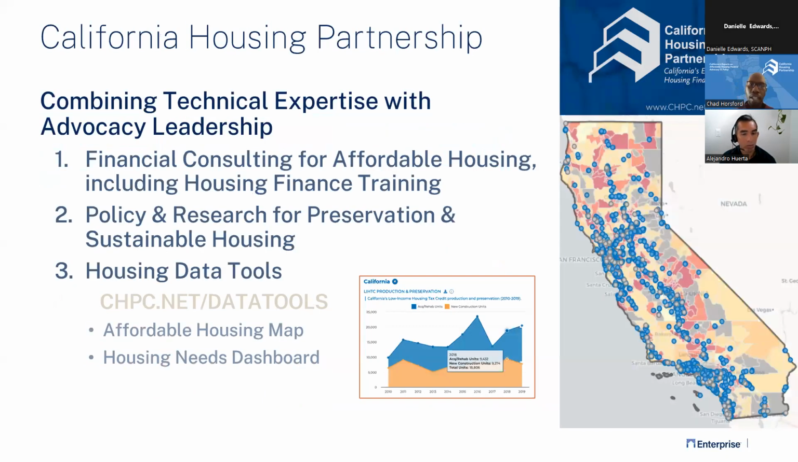Next slide. A lot of our work centers on financial consulting, working with nonprofit affordable housing developers and public agencies, including doing housing finance training such as this. We also have a really robust policy and sustainability team, as well as a research team who helps to create great publications, as well as housing data tools, which you can find on our website. But looking forward to doing this training with Enterprise. We've worked with Enterprise for a number of years on AHSC TA work.